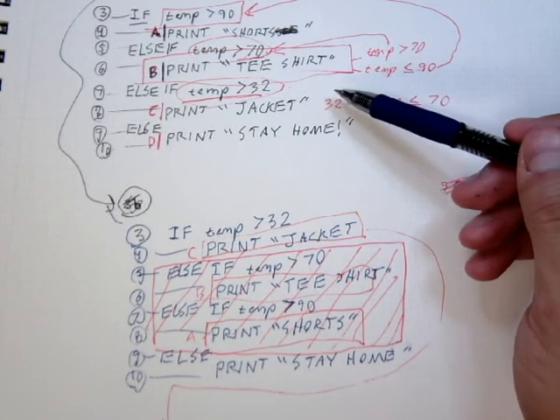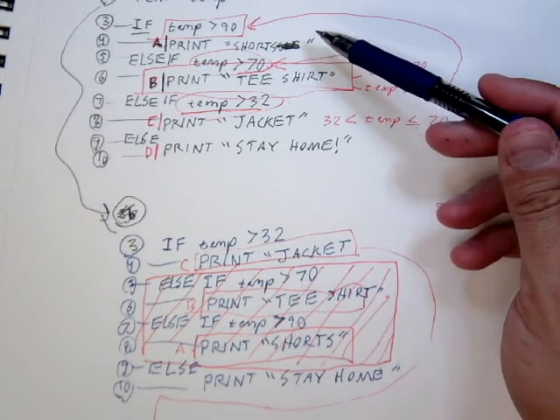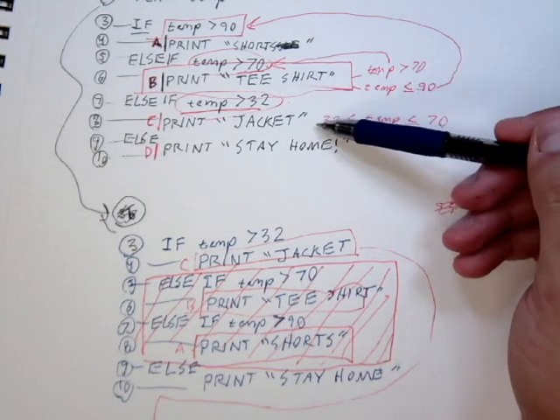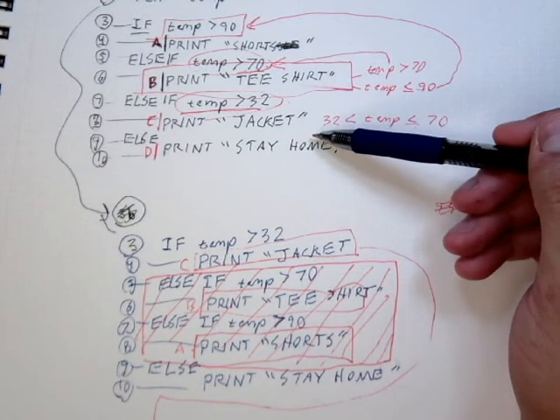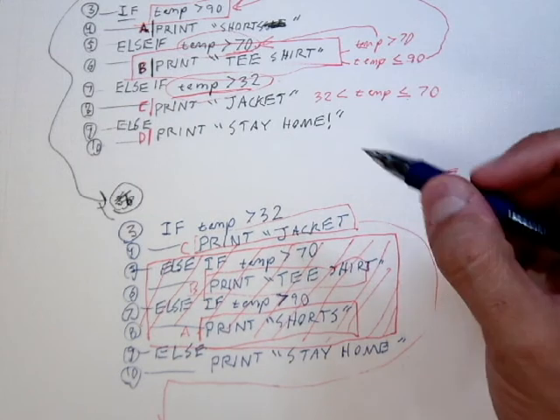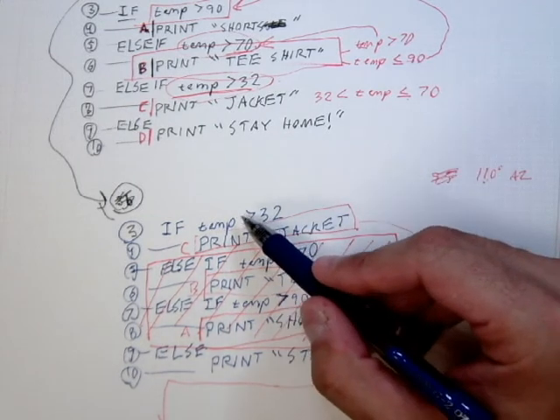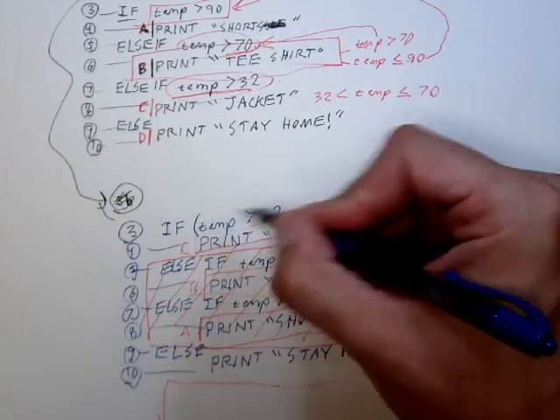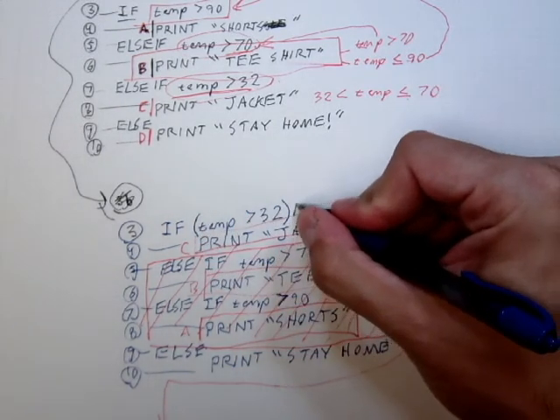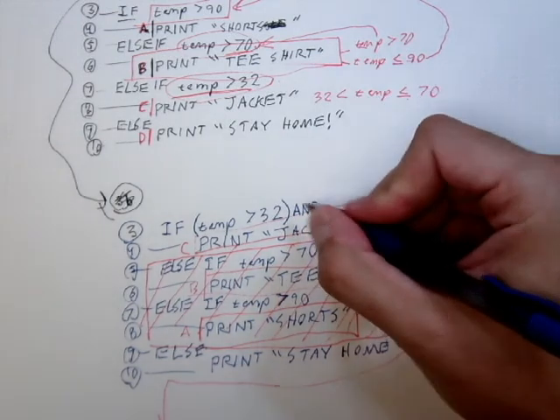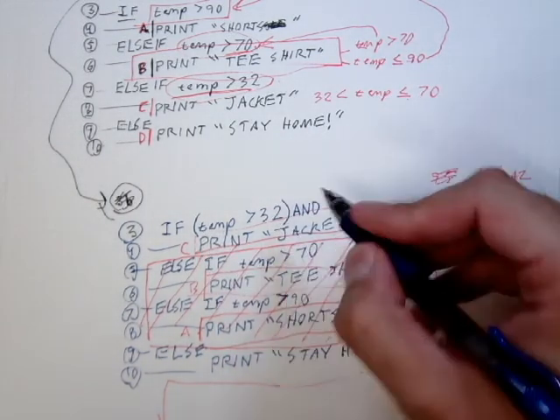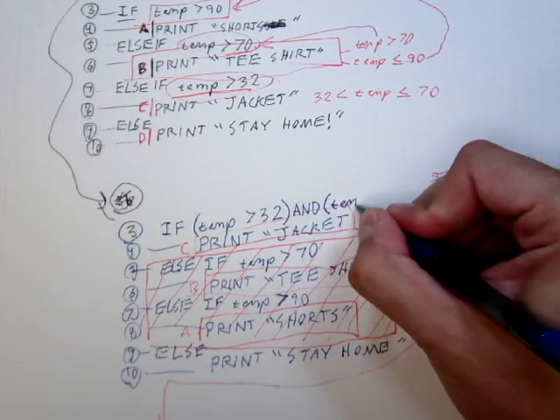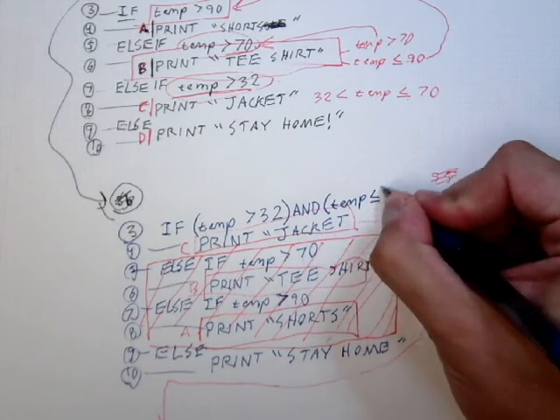We generally like writing fewer bits of code. So the right way to fix it is just to organize your conditions like this. Right? But it's also possible to fix it by adding a condition here. We could say if the temperature is greater than 32, I'm going to put parentheses, I'm going to say and, so this is one condition, and we can make sure that another condition also is true, and temperature is less than or equal to 70.